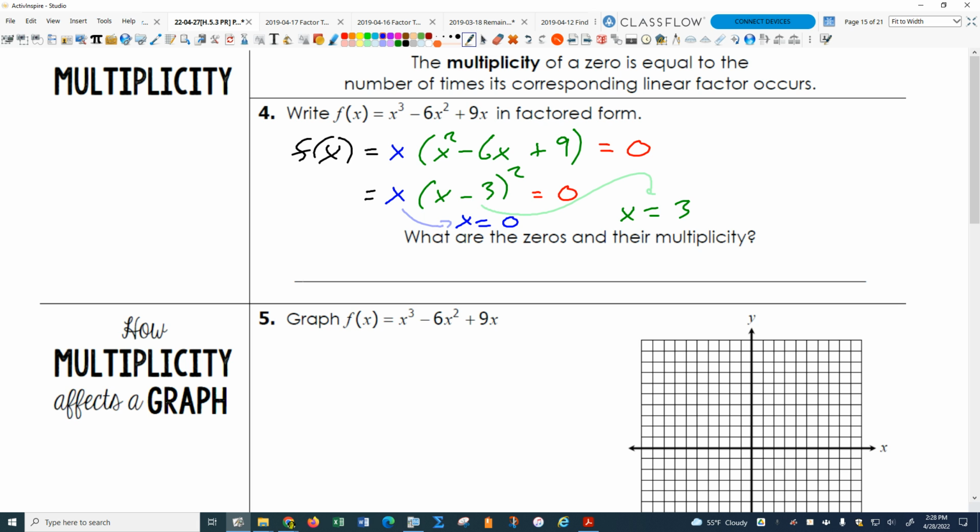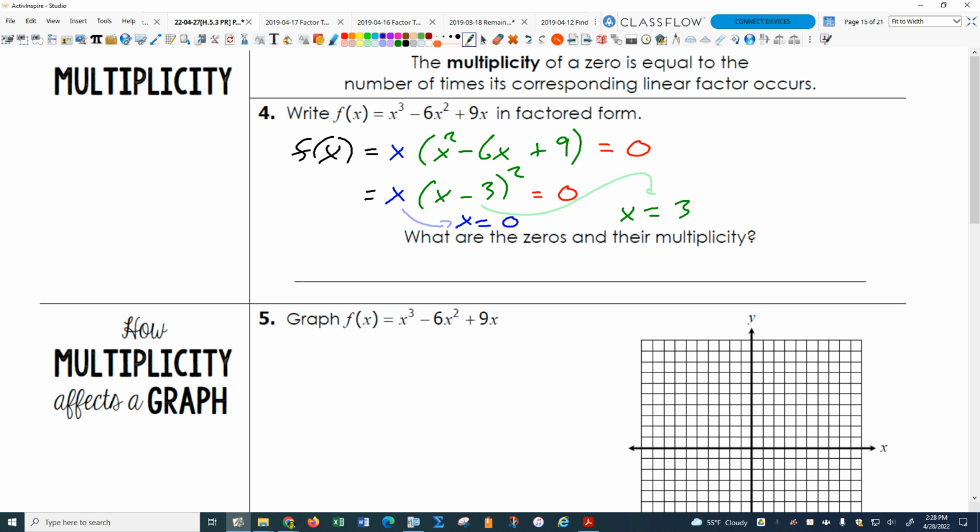What's the multiplicity of x equals 0? How many times does that factor occur? 1. What's the multiplicity of x minus 3? How many times did we get the factor x minus 3? We got it 2, didn't we? Right? How do we get that? Well, it's the exponent, right? The exponent of the factor tells us how many times that factor occurred when we factored.